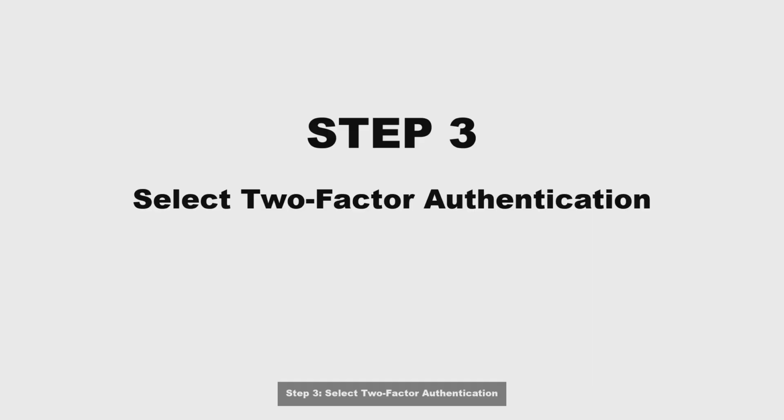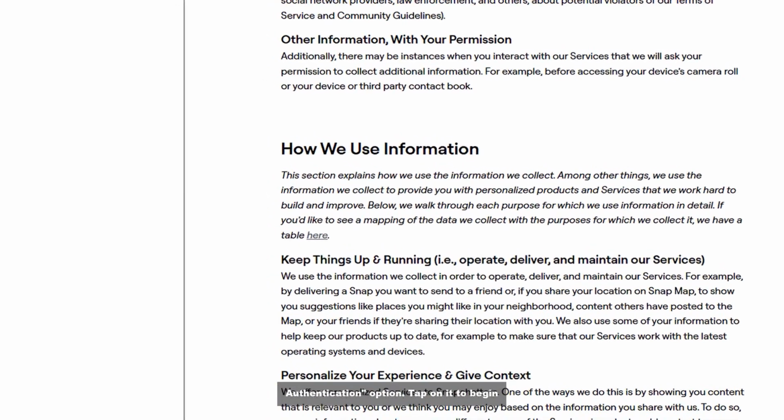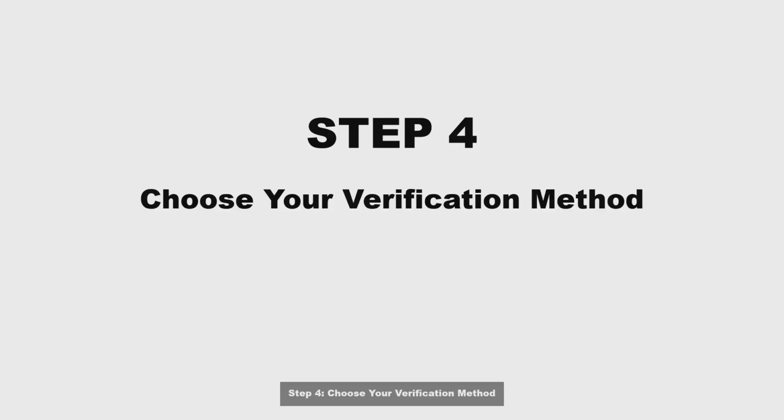Step 3. Select two-factor authentication. Scroll down to find the two-factor authentication option. Tap on it to begin the setup process.